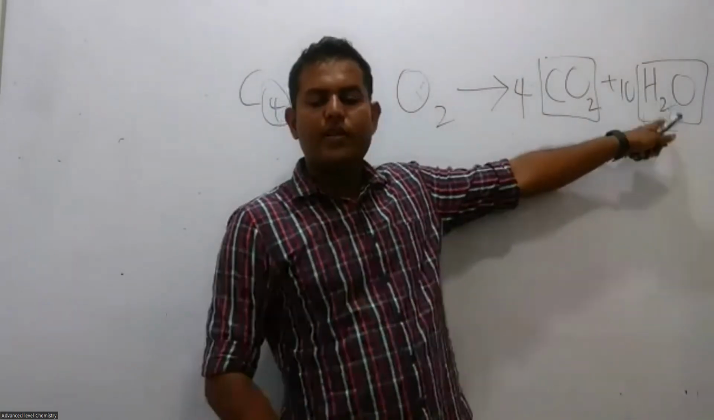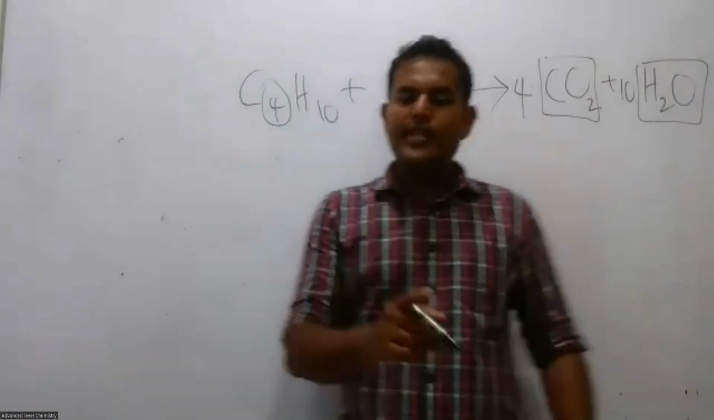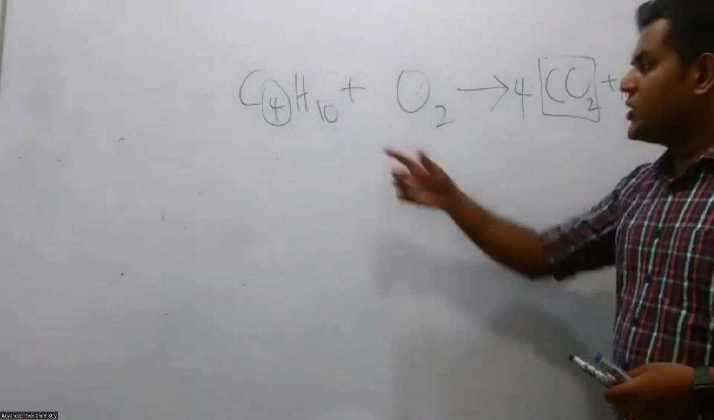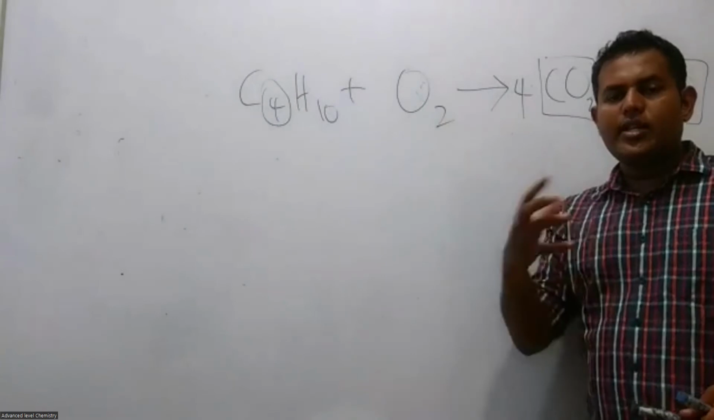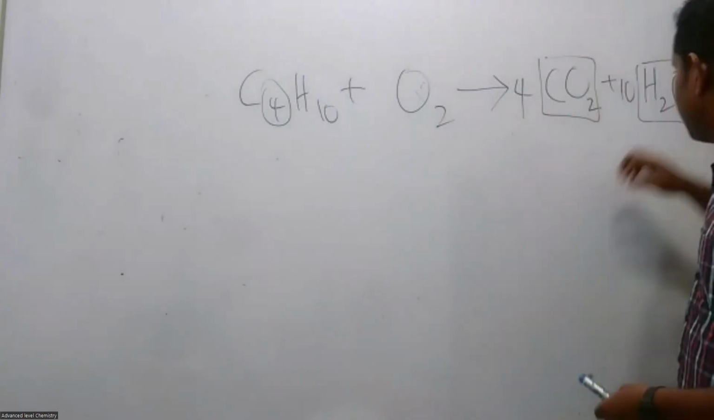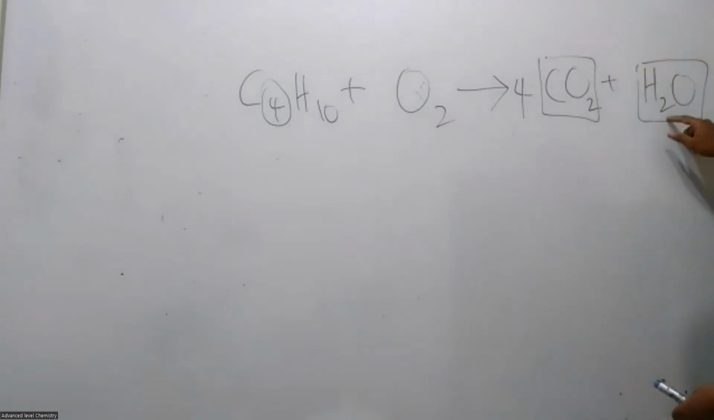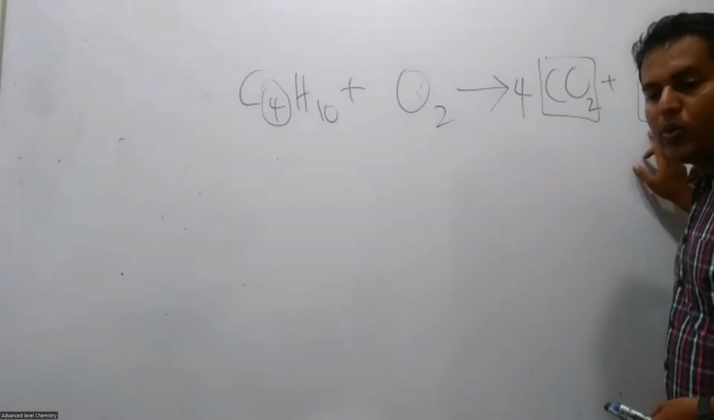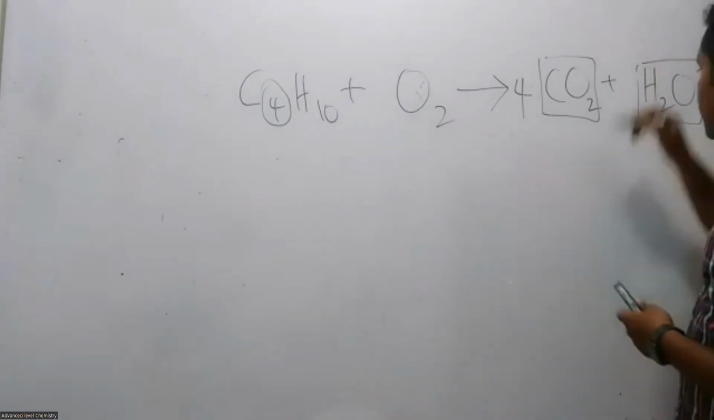10 into 2 will become 20, so you have to avoid that multiplication. You should get only 10 hydrogens. As it is multiplying by 2, you are dividing it by 2 and adding it manually, right? When you place a value here, it is multiplied by 2. So as it is 10 here, you put 5.